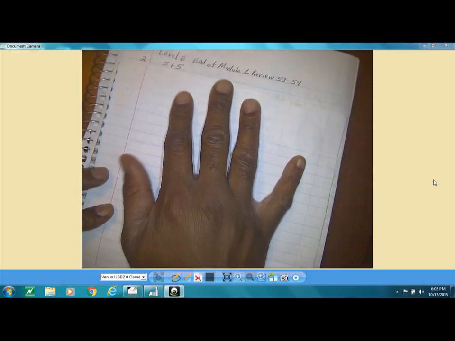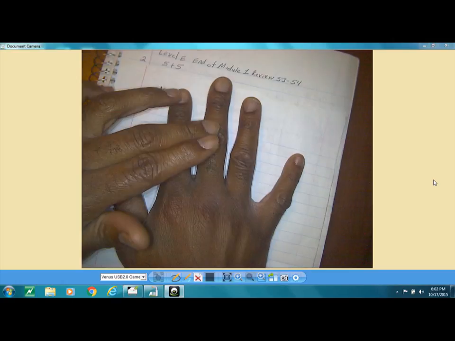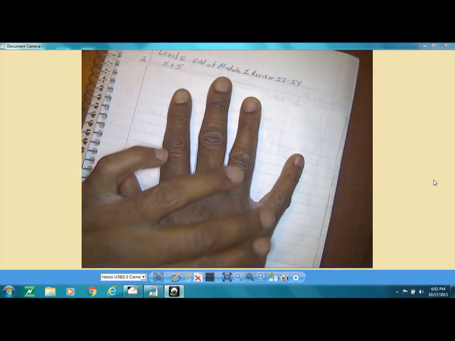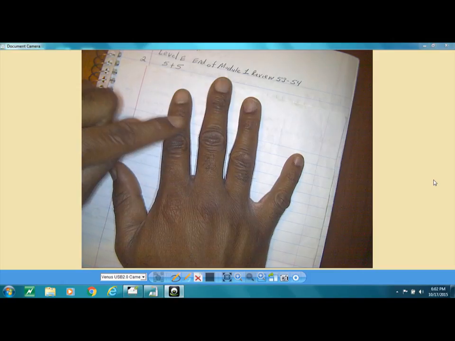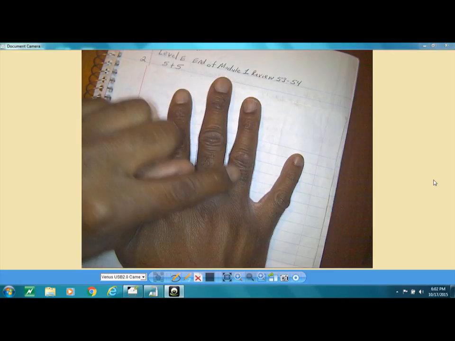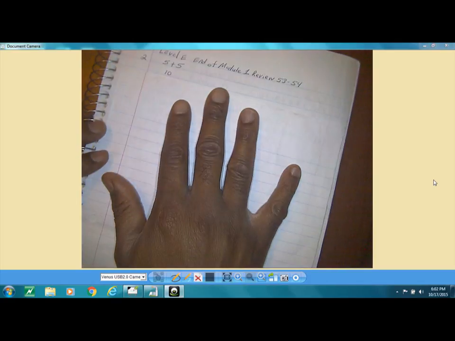Number 1, they'd like you to do 5 plus 5. If you hold 5 in your head, and hold up 5 fingers to help you count, if you need to do this, 5 is in your head, so that's 6, 7, 8, 9, 10. So 5 plus 5 is 10.